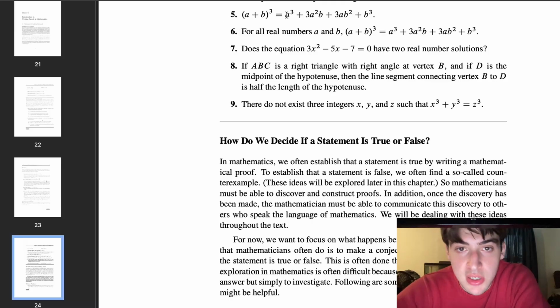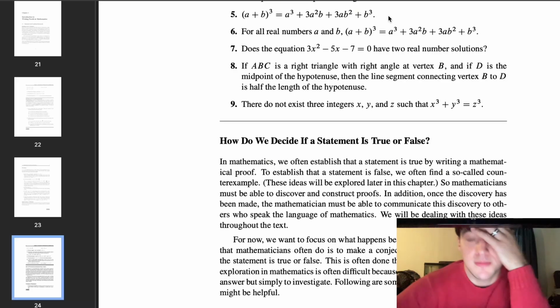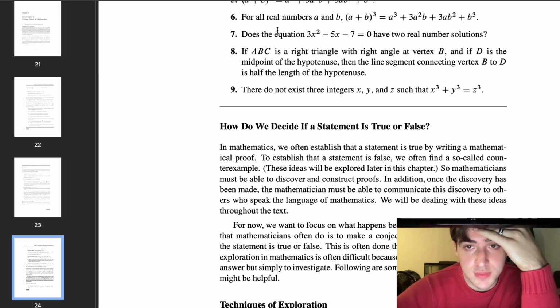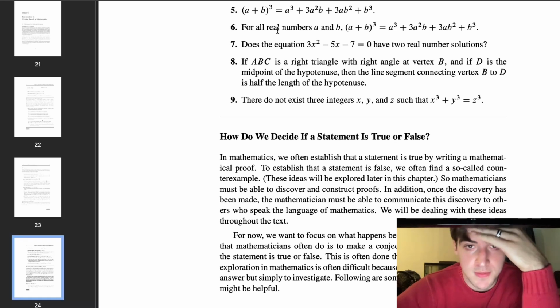5. (a + b)^3 equals a^3 plus 3a^2 b plus, and so on. That would not be a statement because we don't know what a and b represent. We don't know what numbers they represent. So it's ambiguous whether it's true or false.